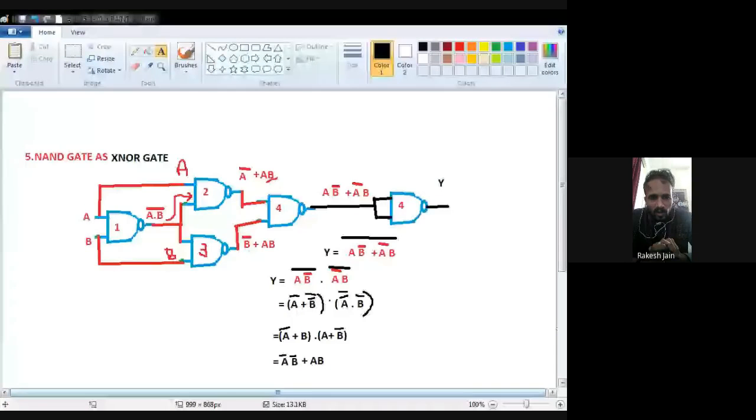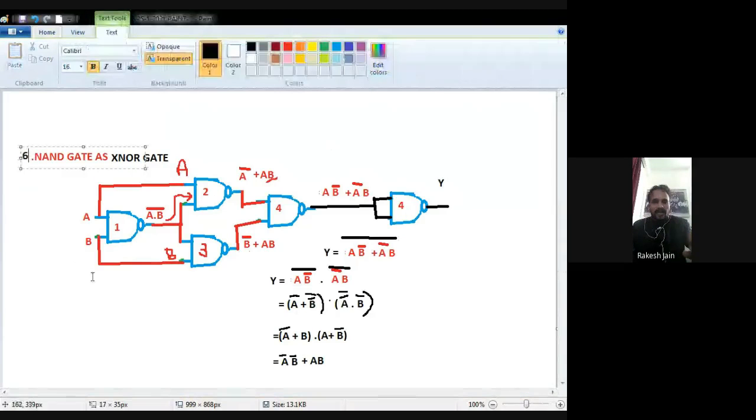And this is the equation of which logic gate? When we see all the logic gates, NOT gate, NAND gate, NOR gate, XOR gate, XNOR gate, AND gate, we find that this is the equation of the XNOR gate, AB plus A bar B bar, or we can say A bar B bar plus AB. So this is the realization of NAND gate as an XNOR gate. This is the sixth and last realization.